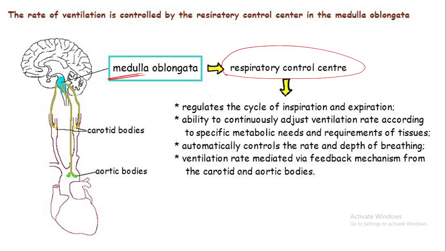Next, the medulla oblongata automatically controls the rate and depth of breathing. Ventilation rate is mediated via feedback mechanisms from the carotid and aortic bodies. The carotid bodies are in your neck region. The aortic bodies are in your heart region. They are interconnected, like assistants that help the medulla oblongata regulate the rate of respiration. Please have a look at this explanation once again. I'll give you a few seconds.